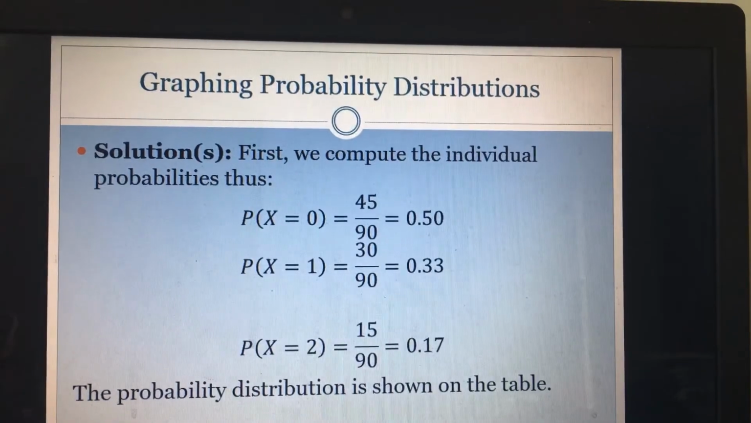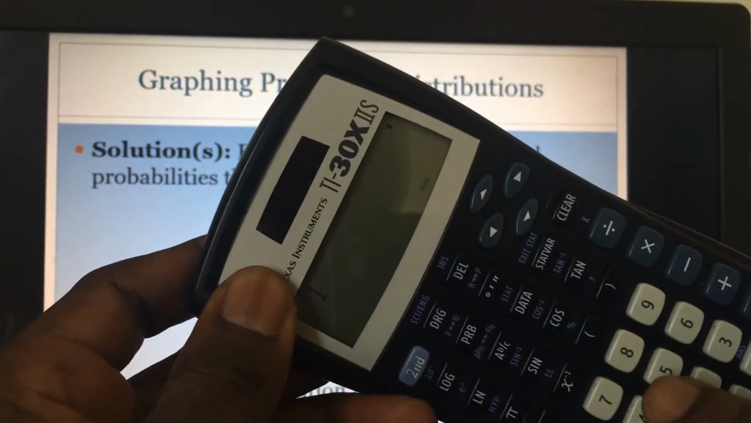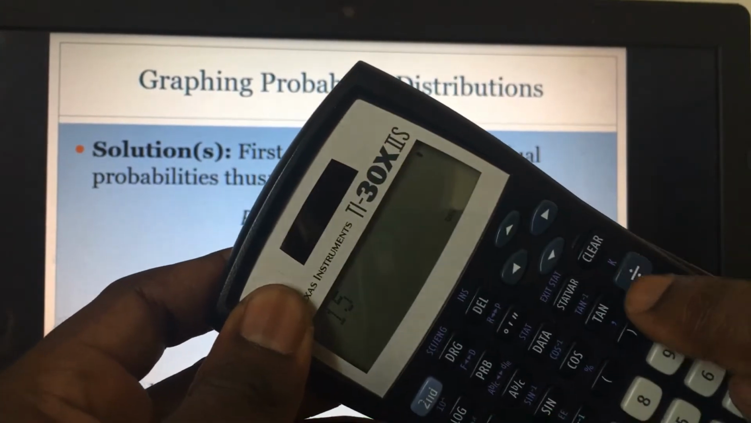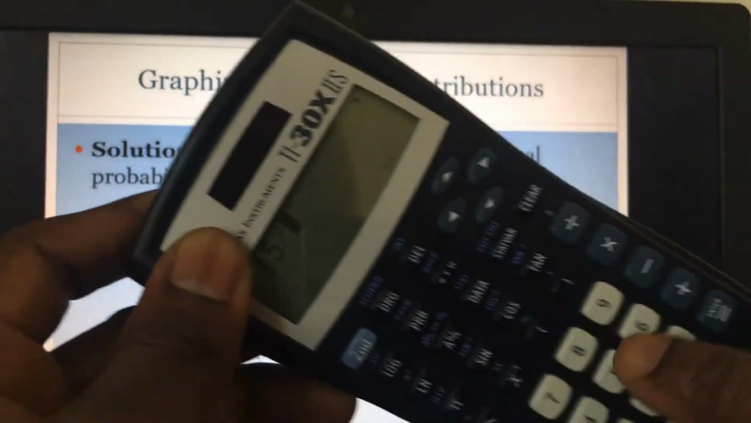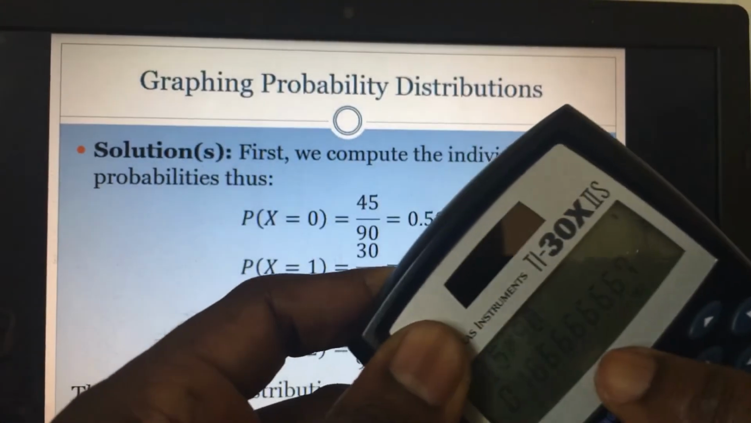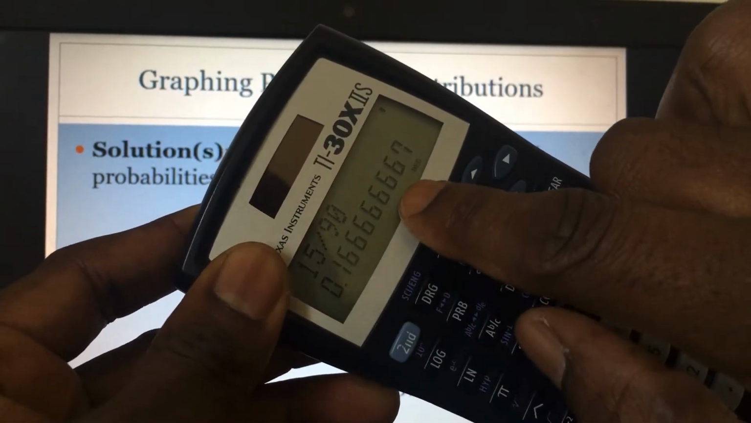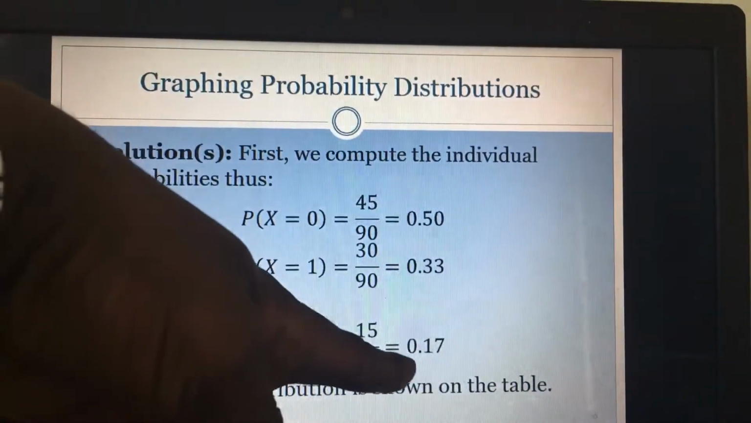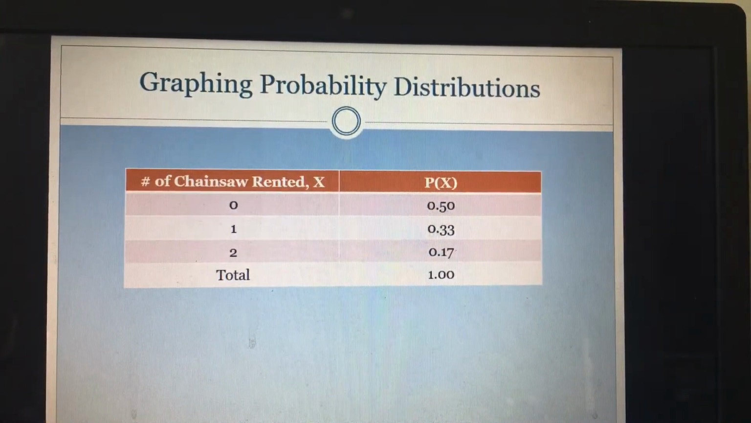So you have 15 right here, divided by 90. So 90 right here, give me 0.166666. That's right here. But you round it up to 0.17. Okay? Good. So I have the required probability distribution right here.